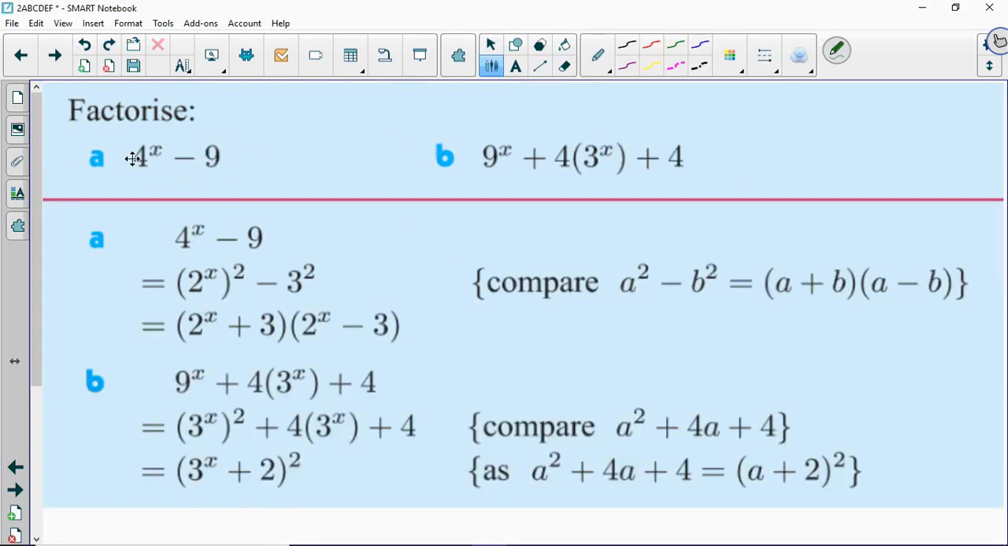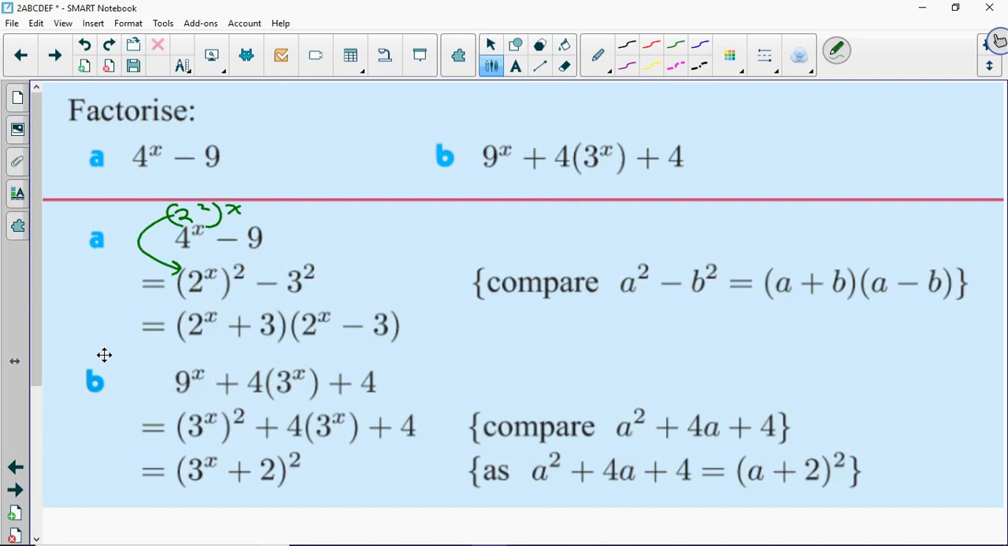You should be able to factor expressions like this as well. Notice this one here. This looks like a difference of two squares since we have 4 and a 9. And indeed it is, because 4 to the x is the same as 2 to the x, squared. They didn't write it out this way, but 4 is, of course, 2 squared. So we can think of it as 2 squared to the x, which is the same thing as 2 to the x, squared.